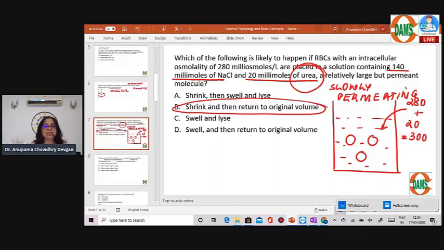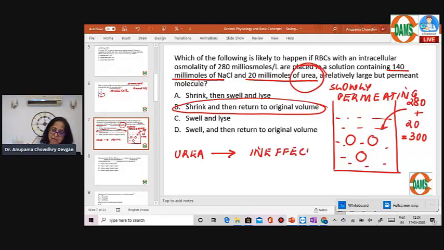If urea was not in the question, Shivani, cells would have only shrunk. Have you understood? But because urea is there, initially they will shrink and then they will increase in size. Remember, urea is a slowly permeating substance. So urea is what is known as an ineffective osmole. Why do I call it ineffective osmole?